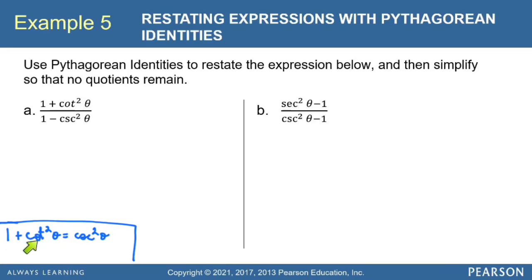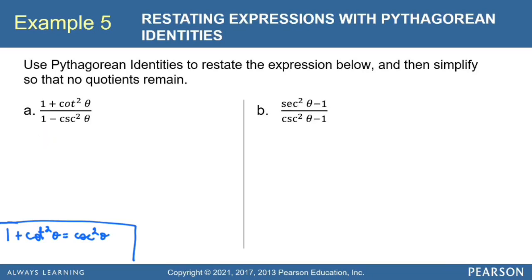Now, this already has the left side identical to the top of the expression we're working on. So I can make that straight substitution. But I also notice that the denominator uses the same identity. So let's go ahead and rearrange our identity here so that we have this 1 minus cosecant squared that we'll use for the denominator.